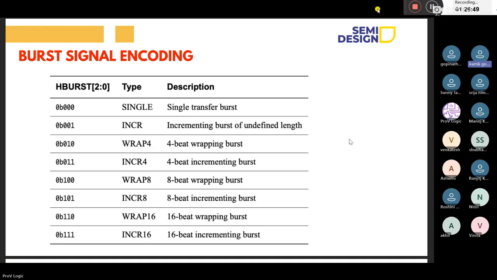Ma'am, what is aligned, non-aligned? I will explain. Till here clear?